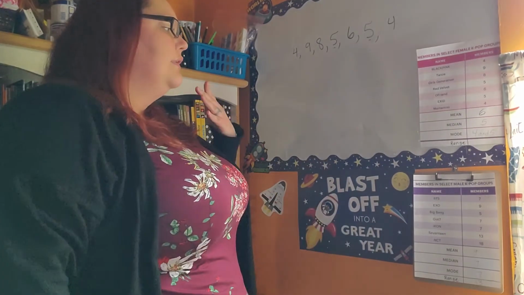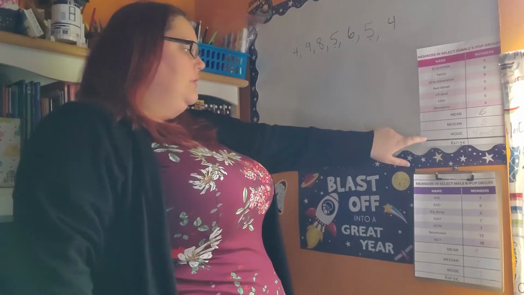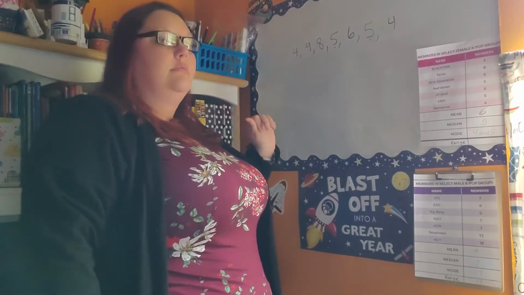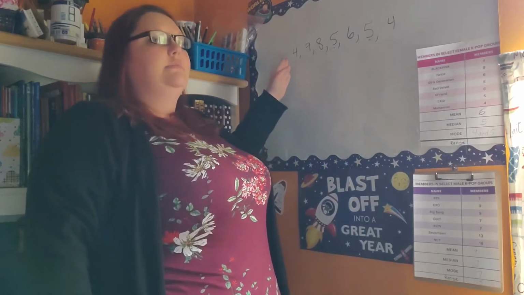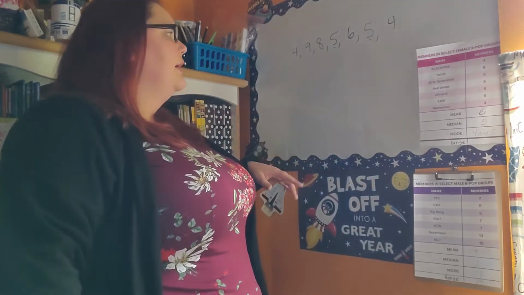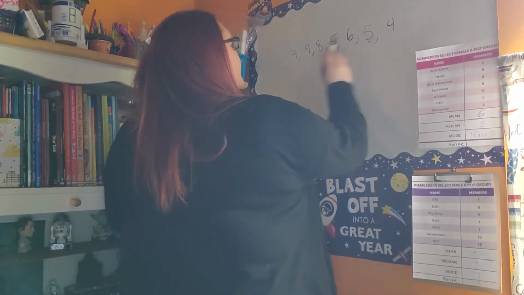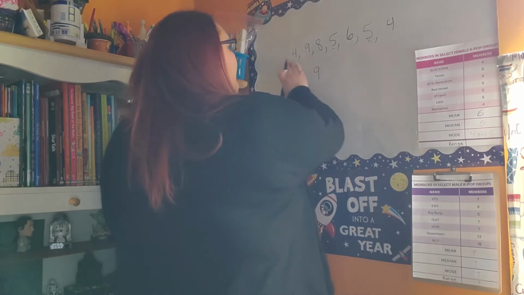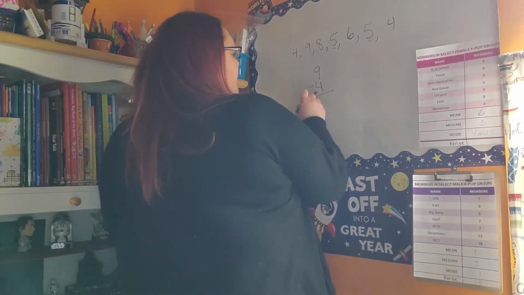All right, now, lastly, we're going to look for our range, right? Okay, so a range is what? We're going to look for the smallest number and the largest number. And then subtract. Exactly. So our largest number looks like it's a 9. And our smallest number is that 4. And what did we get, Em? 5.